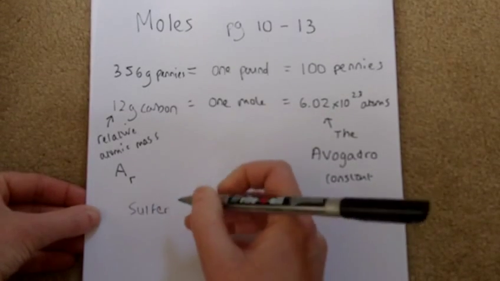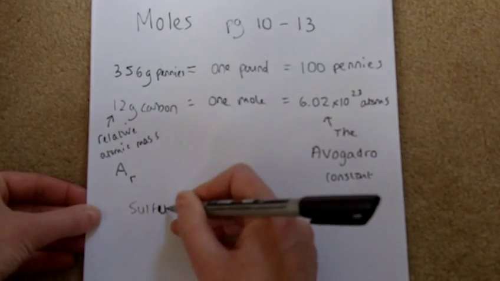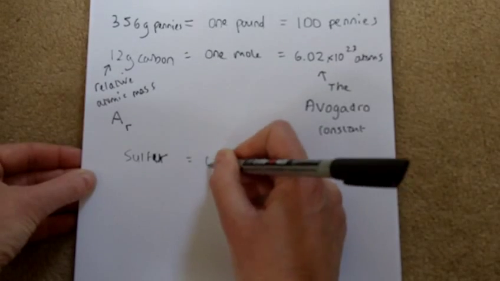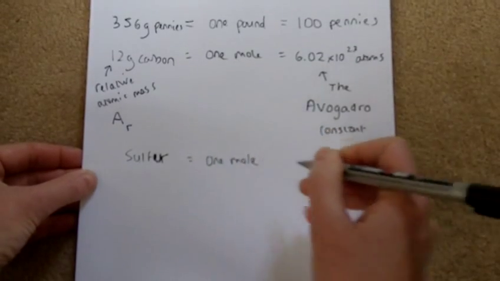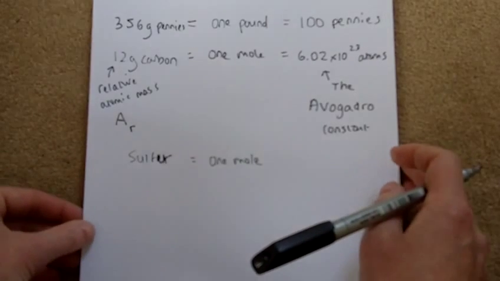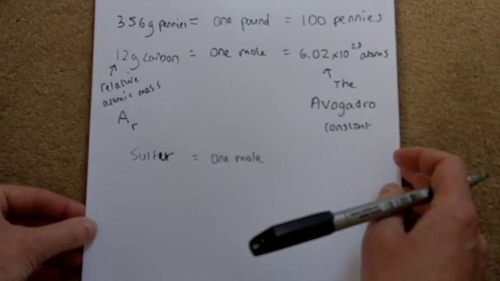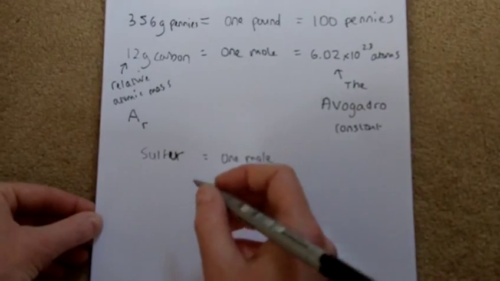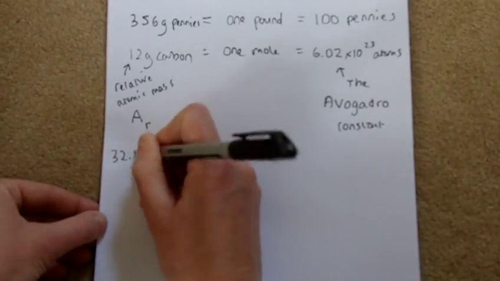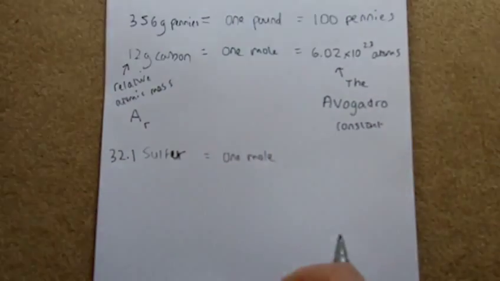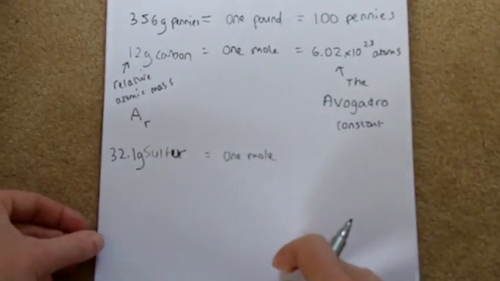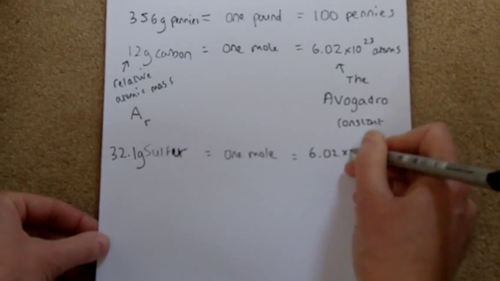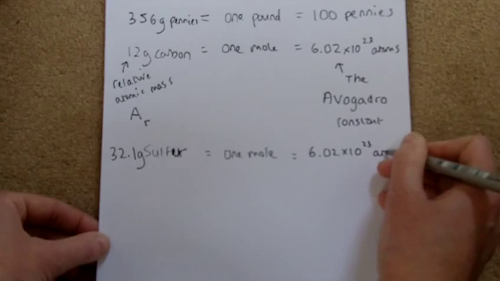So for example, if we take sulfur, I wonder what 1 mole of sulfur is equivalent to. Well, if you look at the periodic table and look up the relative atomic mass of sulfur, you'll see that sulfur is 32.1 grams. And therefore 32.1 grams of sulfur is 1 mole, which is the same as 6.02 times 10 to the 23 atoms of sulfur.